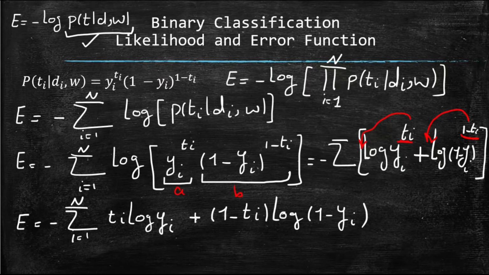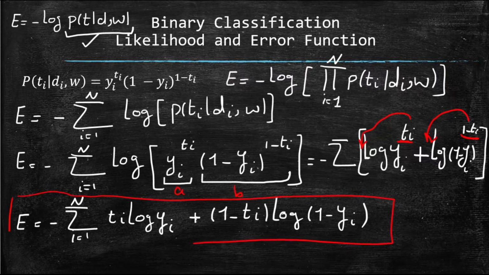Now, this, my friends, this is a very famous error function in machine learning. That is called the binary cross-entropy function. Okay, and now I'm gonna actually tell you what it actually does. Okay, it's actually quite intuitive and very, very interesting, actually.